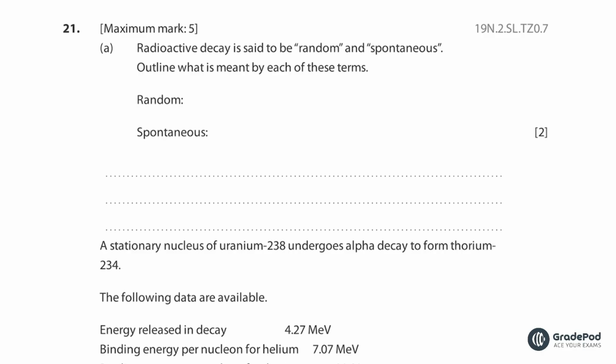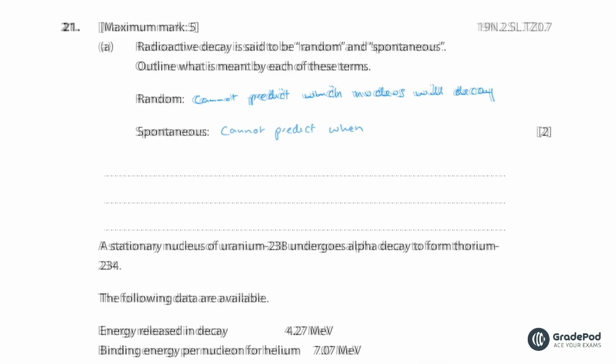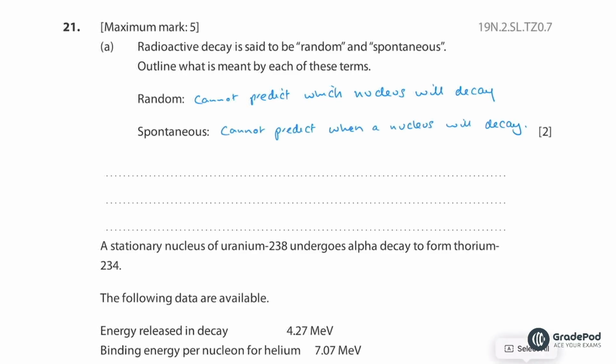Question 21a. Radioactive decay is said to be random and spontaneous. Outline what is meant by each of these terms. Random means you do not know which nucleus will decay, or cannot predict is probably a better way of saying it. And spontaneous means you can't predict when it will decay. There's a subtle difference that random means which nucleus will decay and spontaneous means when a nucleus will decay. That's a really easy 2 mark.